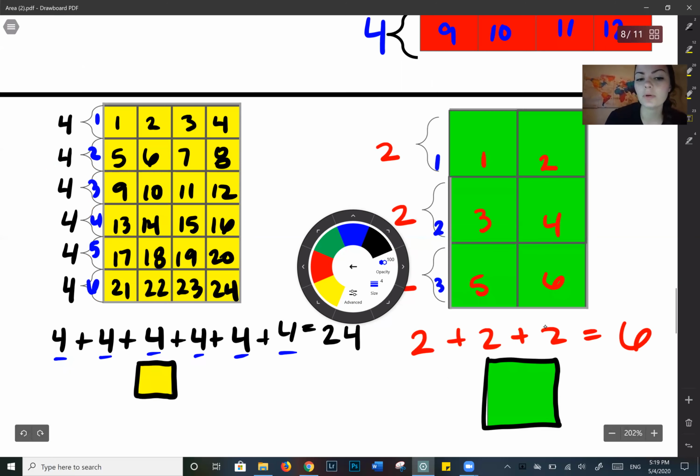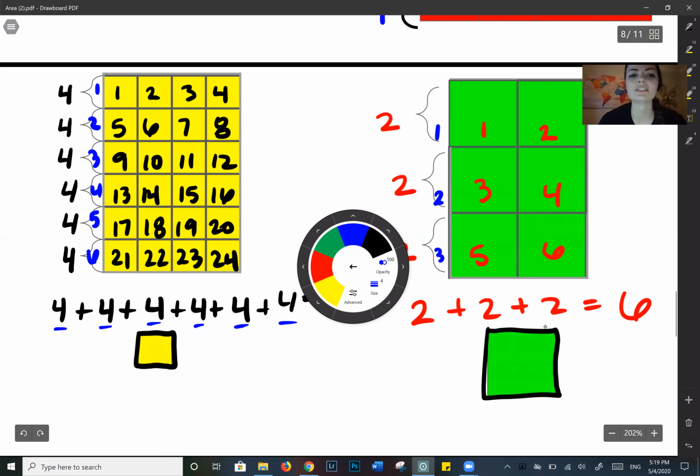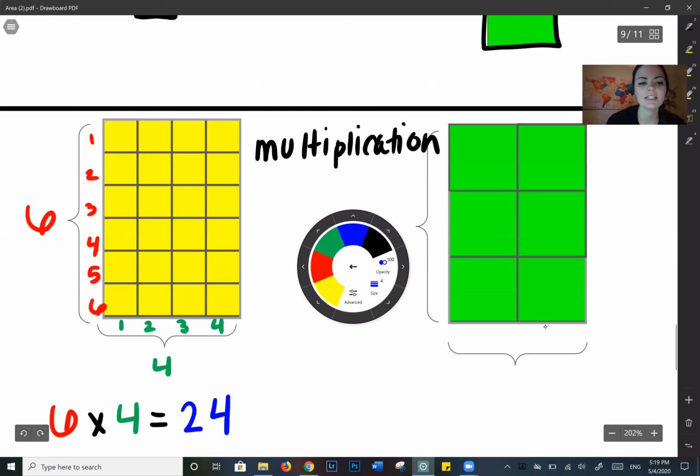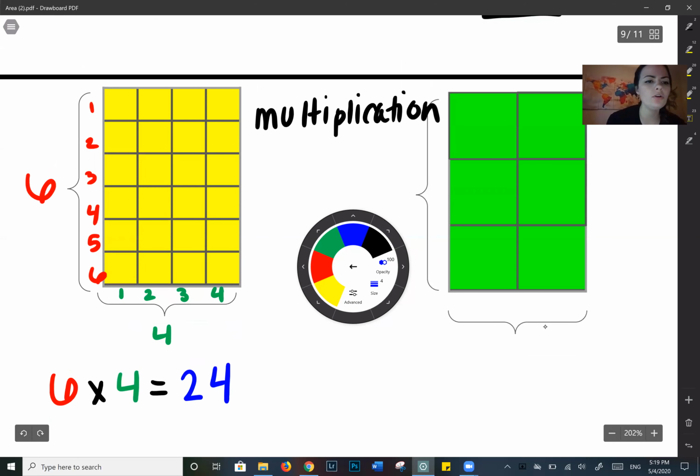Here I did a little more work in the repeated addition because I had to do it kind of over and over again. It took a little more time. But if I get really good at my multiplication facts, I can easily just go, oh, 6 rows with 4 in each is 24.